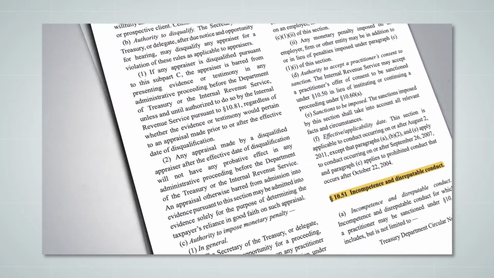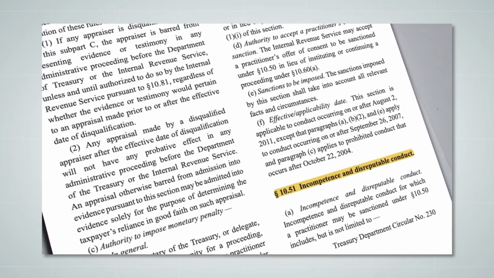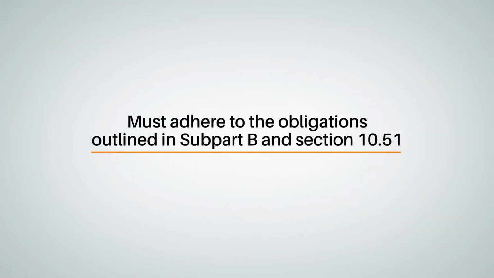Once you've logged in, you'll be asked to read a 44-page document that quotes the part of the Code of Federal Regulations that applies to tax preparation. You must promise to adhere to the obligations outlined in Subpart B and Section 10.51 about duty, competence, and reputable conduct in order to participate in the annual filing season program.